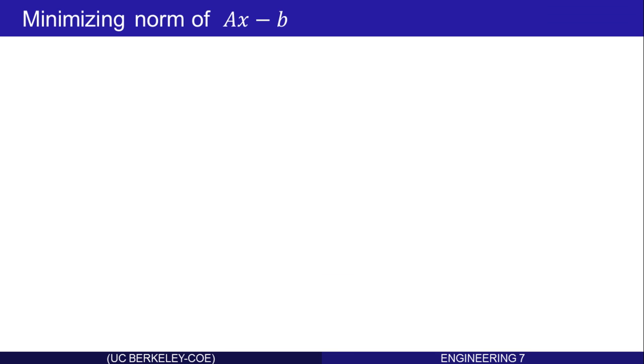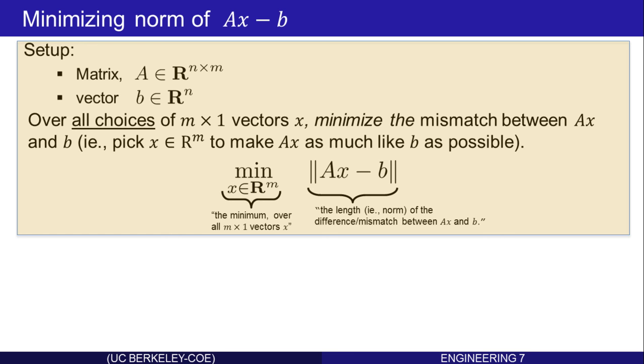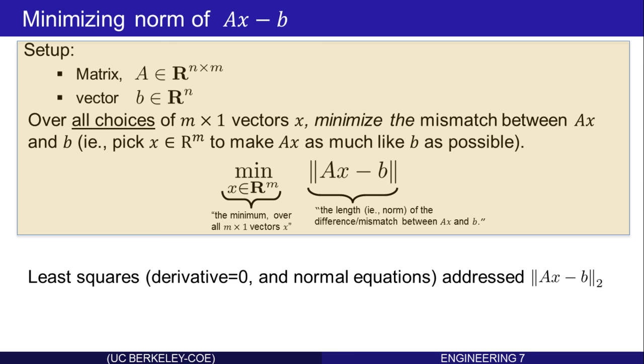Let's remember what the least squares problem was. It was the problem of minimizing the norm of Ax minus b. The setup is a matrix A that's n by m, and a vector b, which is n by 1, and we want to, over all choices of m by 1 vectors x, minimize the mismatch between Ax and b, and measure that mismatch in terms of a norm. Minimize over x the norm of Ax minus b. Least squares addressed the 2 norm, the square root of the sum of the squares.